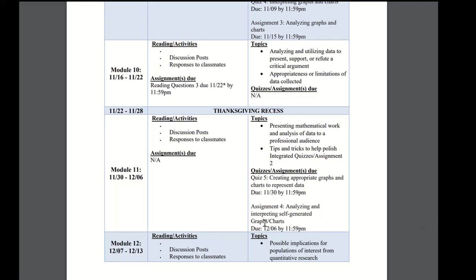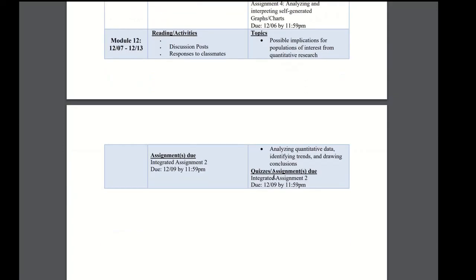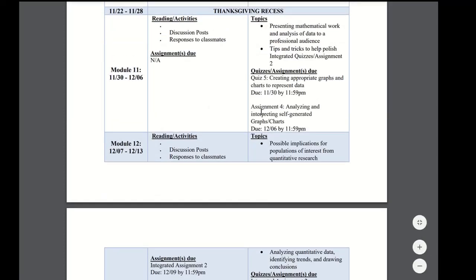in QR. Other than this, the integrated assignment is due on the 6th of December, and then at the very end, on the 9th of December, you have integrated assignment 2. Again, we'll talk more about this in the upcoming lessons.